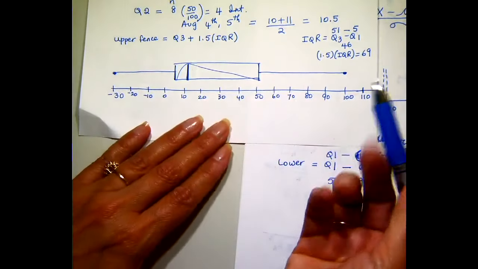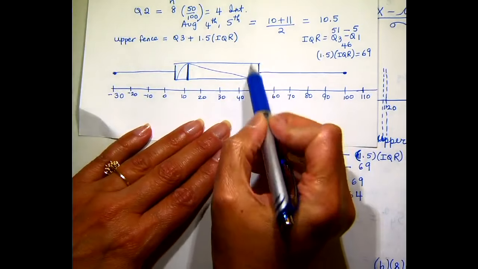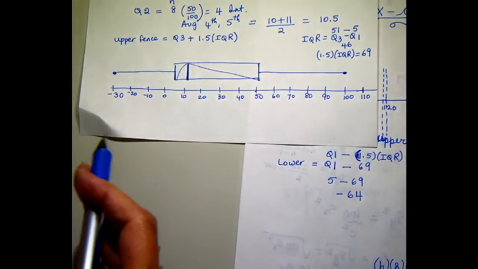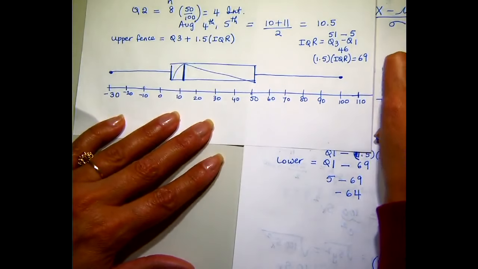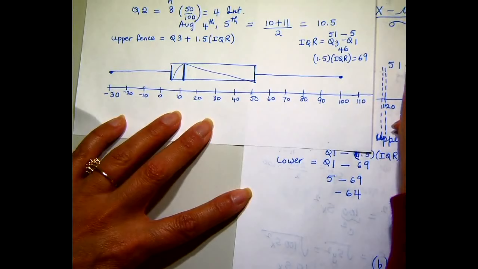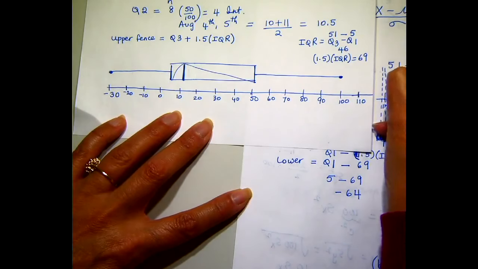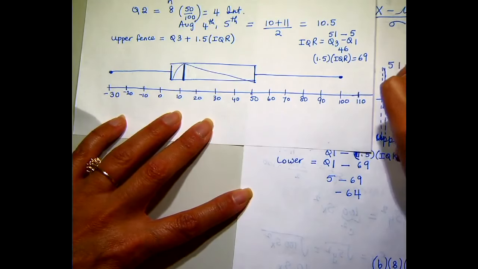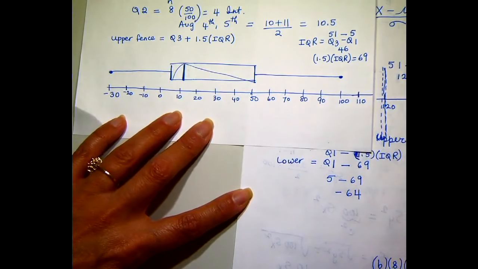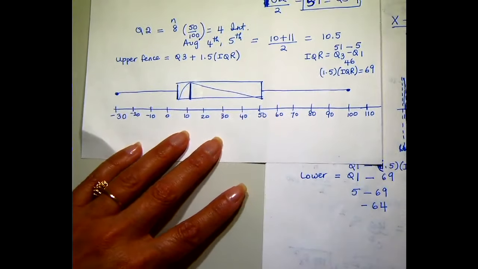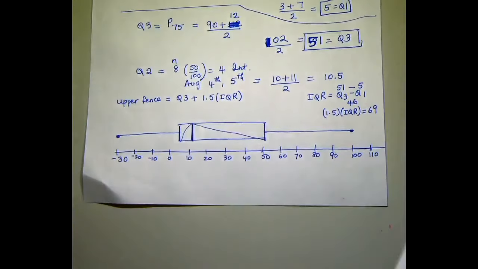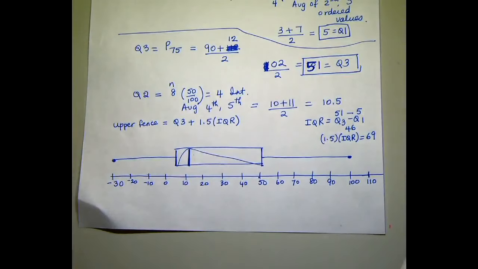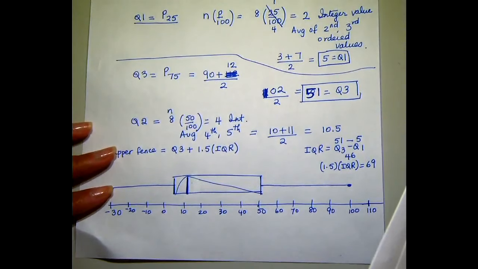51. You know what I think I did? I think I just looked here and saw the line at 50 and I added it to 50. 51. You're right. 51 plus 69. So 120. Yes. So no issues with this, right? Okay. So on your test, it'll say, find the upper fence, find the lower fence. Are there outliers? Just like that. Any questions?